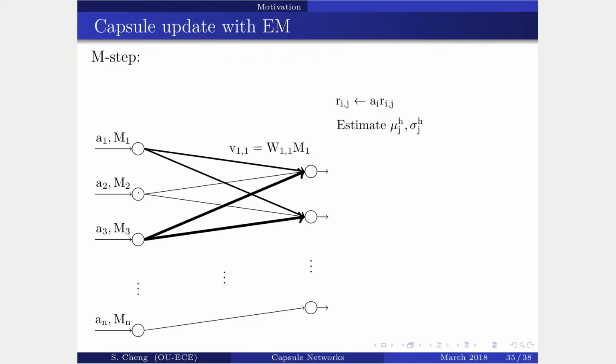Then we're going to estimate the mean and variances. It's just the weighted sum using this assigning probability, as you remember earlier. The mean is just the weighted sum of the Vij there, and the variance is again the instantaneous variance estimated using Vij, and also weighted by this Rij there.